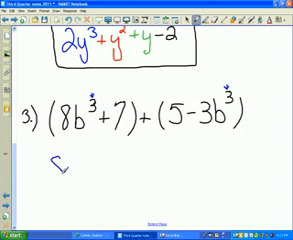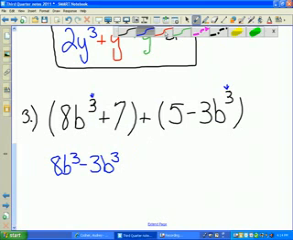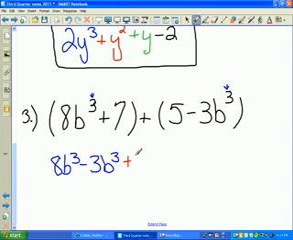So let's write them down. So we have 8b cubed minus 3b cubed. Any other cubes up here? No. All right, so do we have any b squares up here? No. How about just plain old b's? Nope. So then what's left are my constants. So plus 7 plus 5.